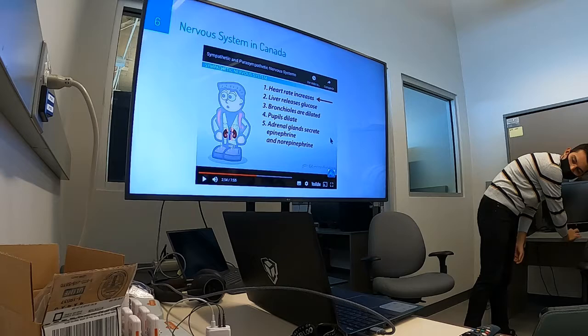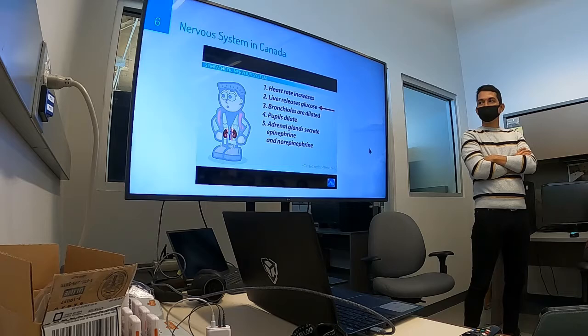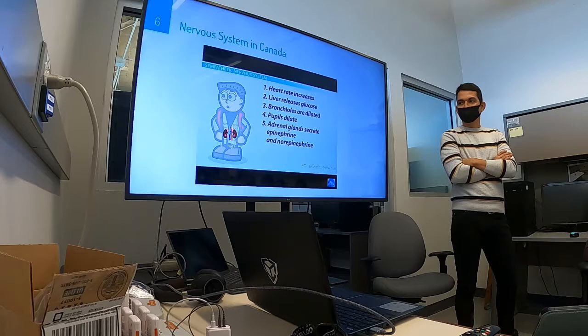Increasing bronchial dilation and increasing glucose release from the liver. In addition, norepinephrine is also known to increase alertness. It may seem redundant that these hormones have the same actions as a sympathetic neuron. Hormones have longer lasting effects than nerve impulses.